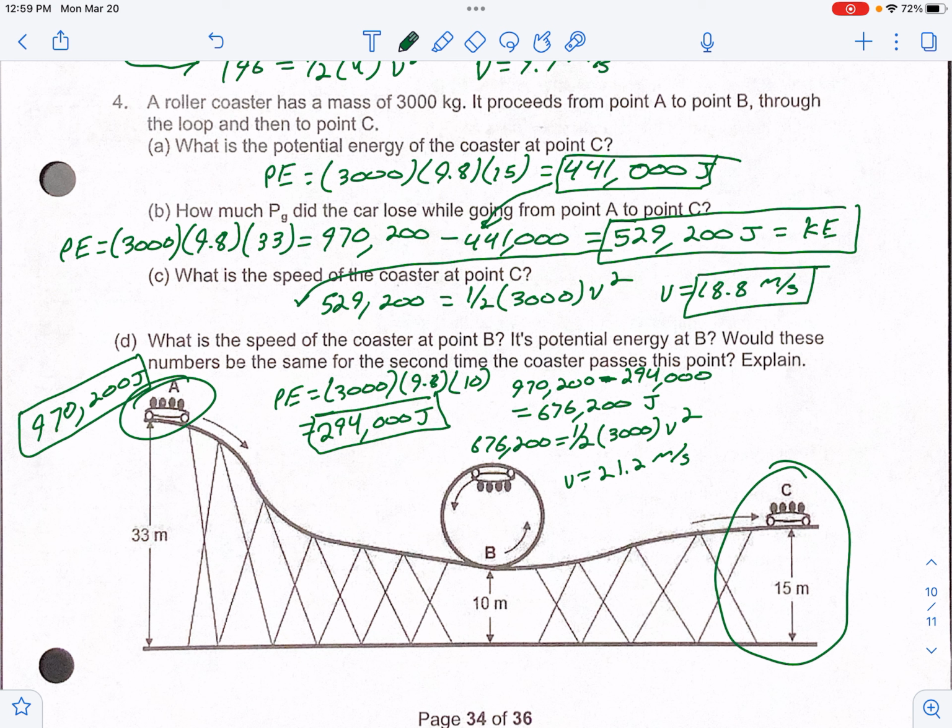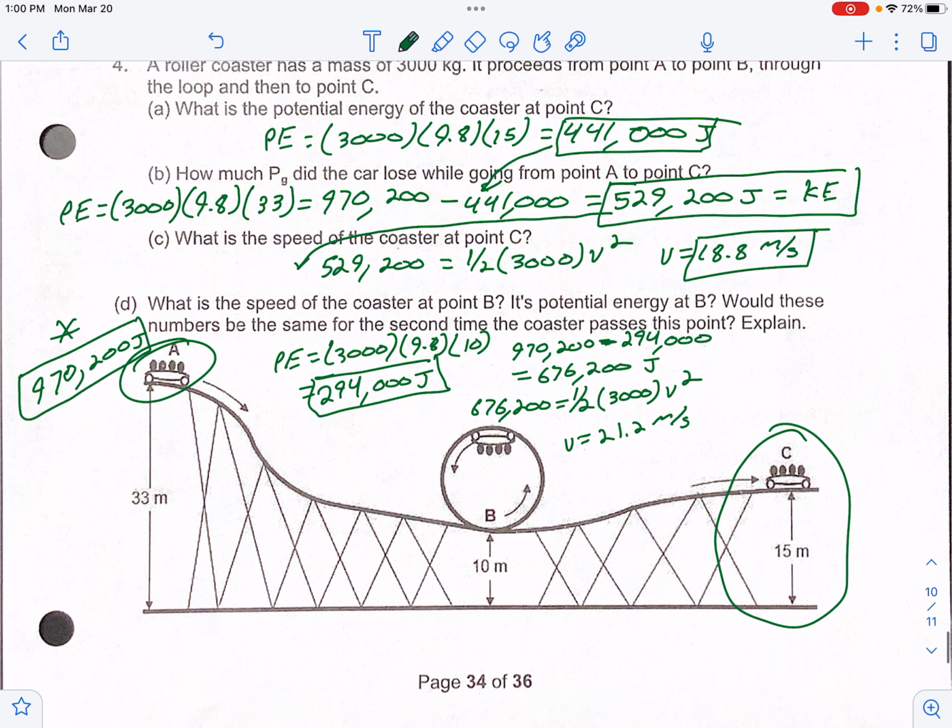Then the last question says, would the numbers be the same the second time the coaster passes this point? Yes, it would. Remember, you start off with 970,200 joules every single time. If roller coasters worked differently, that would kind of suck, because if one time you make it on the Titan at Six Flags, second time you might not. You'd go down the hill, then go up the hill, but you wouldn't make it, and you'd come back down and just sit at the bottom. So roller coasters are designed to have the same mechanical energy throughout. You have to have enough potential energy to make it through the entire roller coaster. So whenever you come back through point B, A, or C, it's going to be the same every single time.